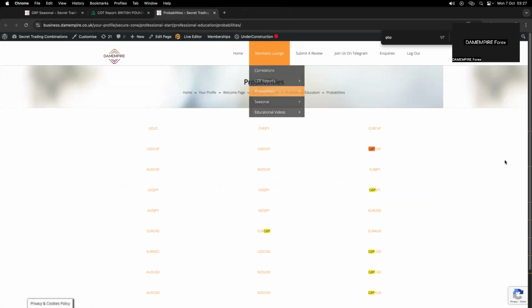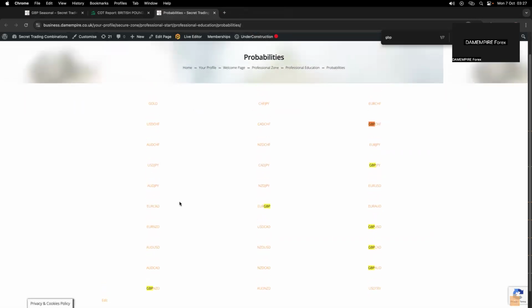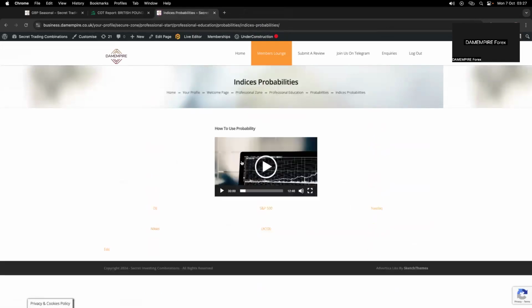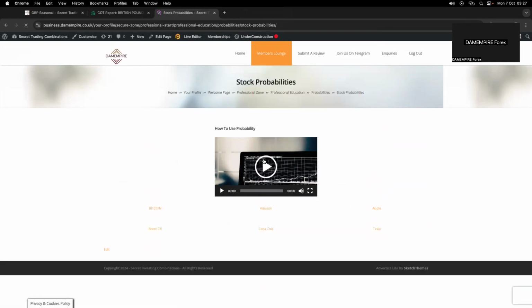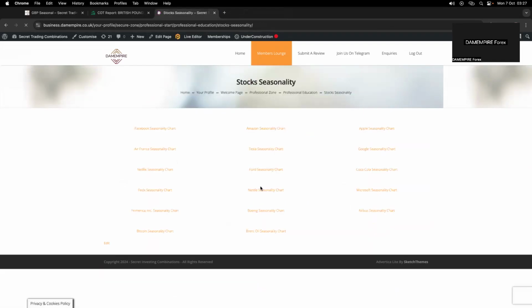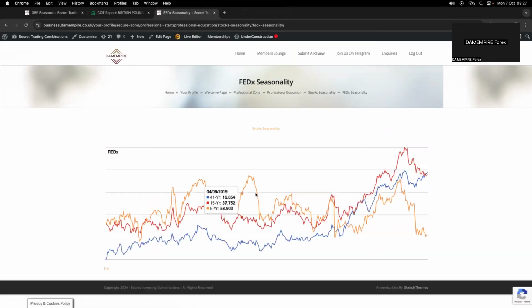For those that want to have access to this tool, there are so many assets here if you do FX that you can look into. The other ones for indices right here. Some of those we can look at. Stock probabilities, go for stocks as well. These stocks right there. And then you still got seasonality for stocks as well. You've got FedEx, Facebook, and all of that stuff. These are big, big plays in the market that you can have access to.